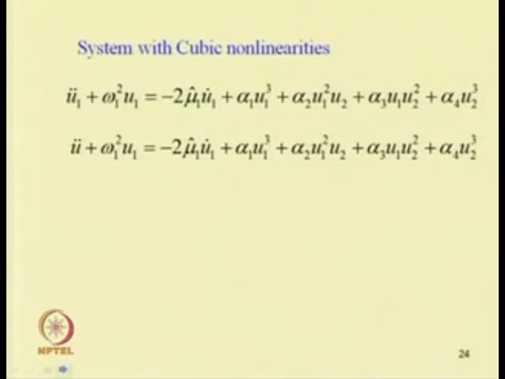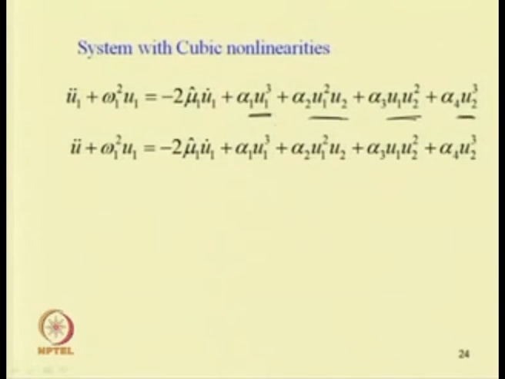So, let us take the system in this way, that is u 1 double dot plus omega 1 square u 1 equal to minus 2 mu 1 u 1 dot plus alpha 1 u 1 cube, alpha 2 u 1 square u 2 plus alpha 3 u 1 u 2 square plus alpha 4 u 2 cube. So, this is a cubic nonlinear term, this is also cubic where we have taken u 1 square u 2, and this is u 1 u 2 square, and this is u 2 cube.